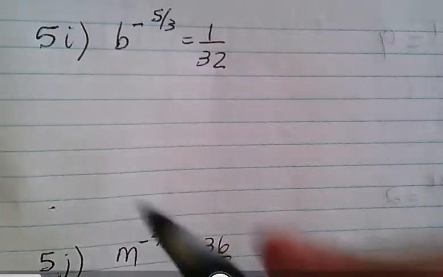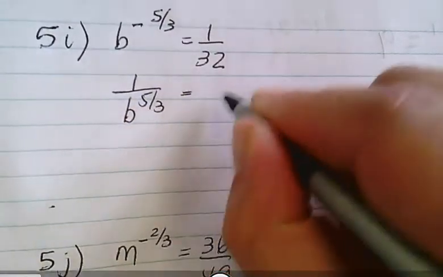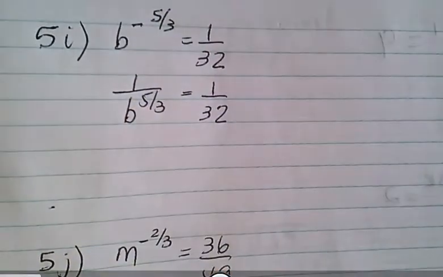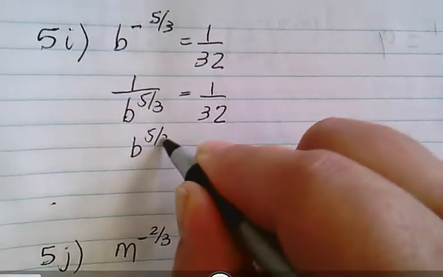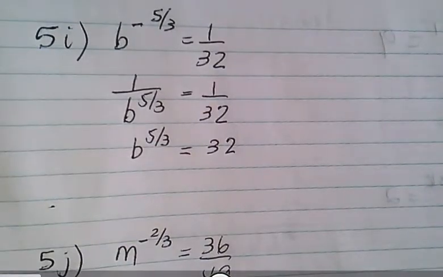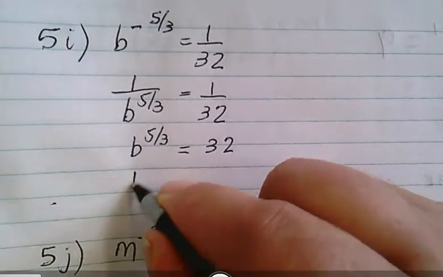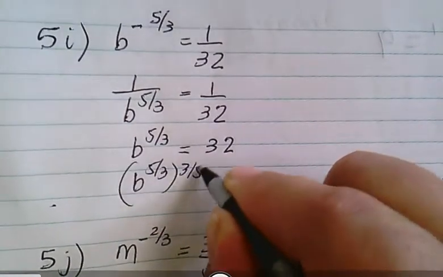Do you want to write this as 1 over b to the power of 5/3 equals 1 over 32? How do you feel about that? That's good. What do you think would be the obvious natural thing to do next? Flip both sides. So b to the power of 5/3 equals 32. What do you think we should do now? Take both sides to the power of what? The 3/5?